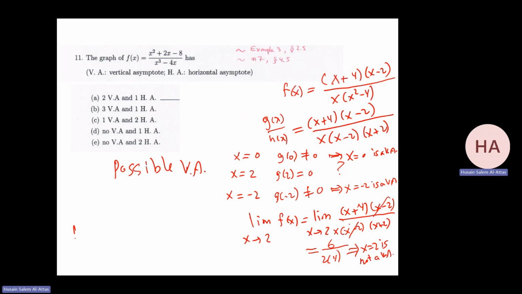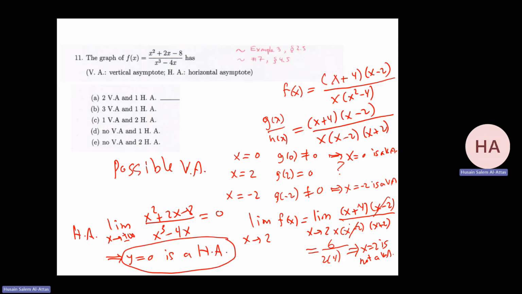Now, for the horizontal asymptote, easy, because I have a rational function, and the degree of the numerator is less than the degree of the denominator, so the limit will be 0, plus or minus, the same thing. So we have y equals 0 is a horizontal asymptote. So I have two vertical asymptotes and one horizontal asymptote.